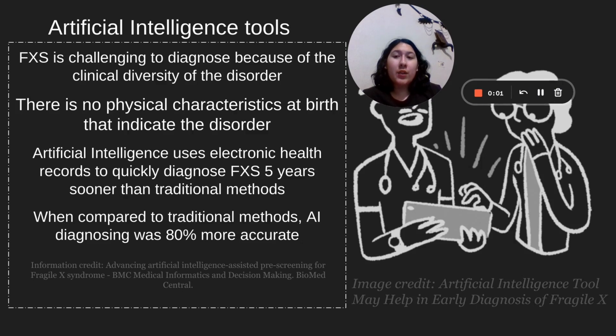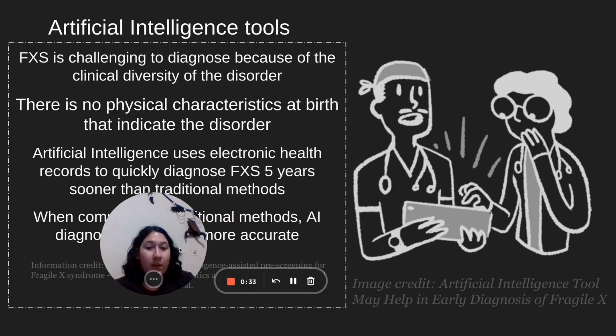Continuing on into artificial intelligence tools, once again, FXS is a very challenging disorder to diagnose because of its clinical diversity. There are no physical characteristics at birth that indicate the disorder, mainly its behavioral issues. Artificial intelligence uses electronic health records to quickly diagnose FXS, once again 5 years sooner than traditional methods. When compared to traditional methods, AI diagnosis was 80% more accurate.